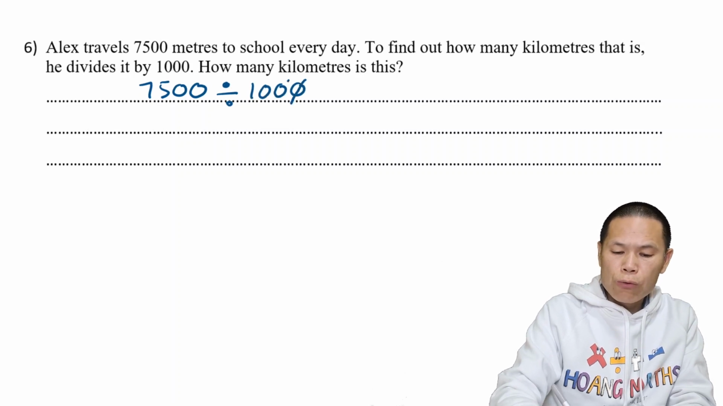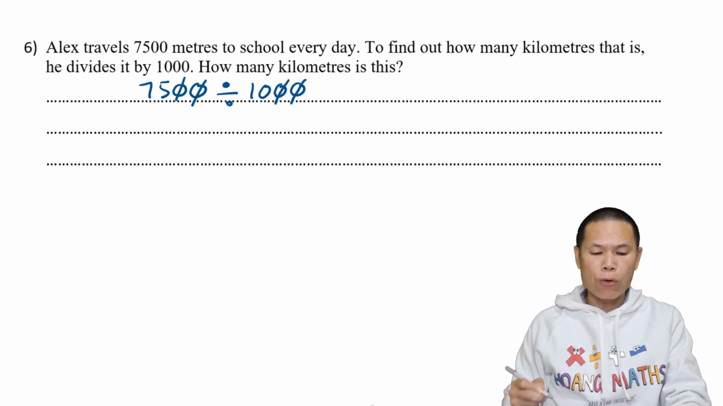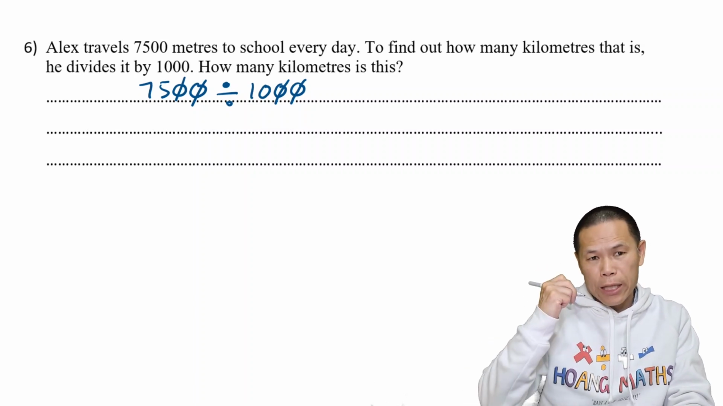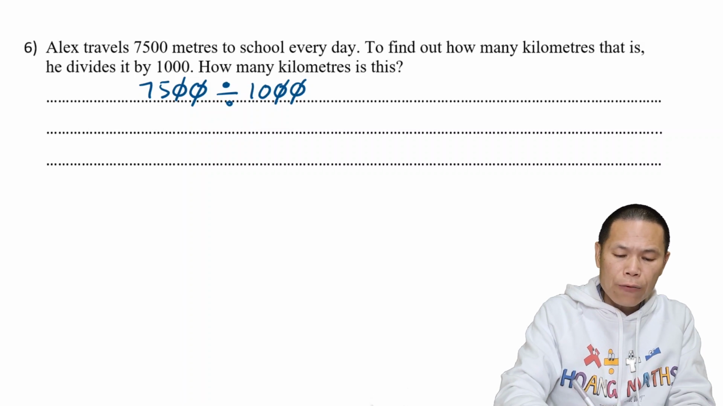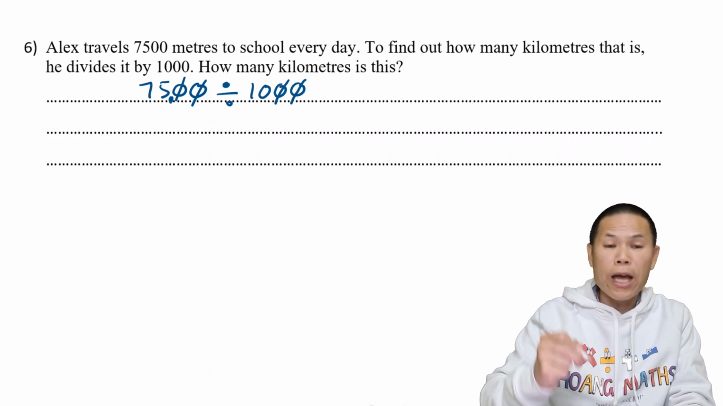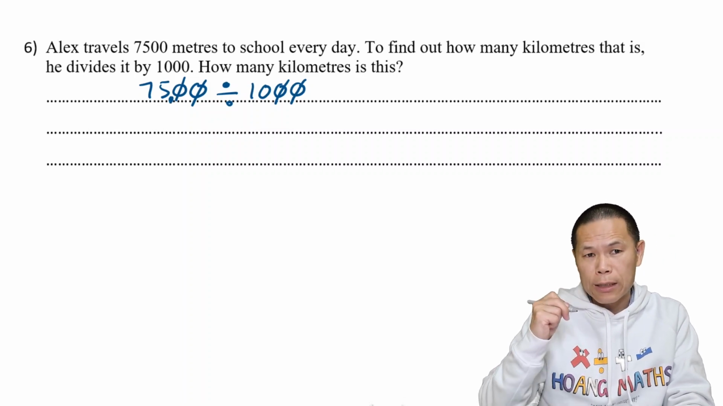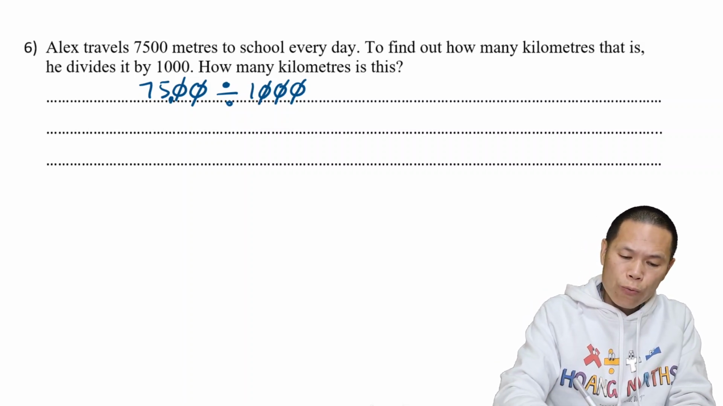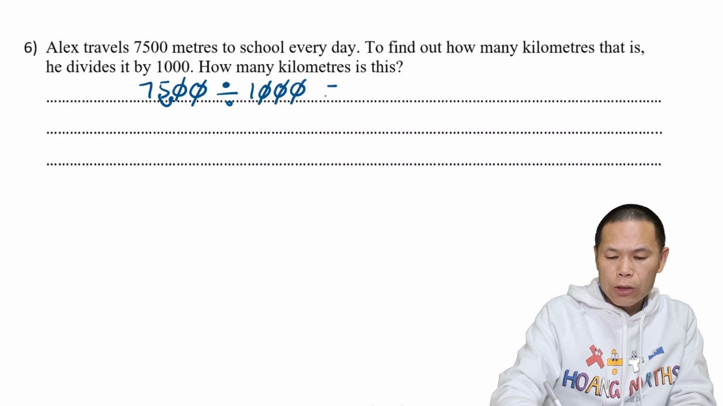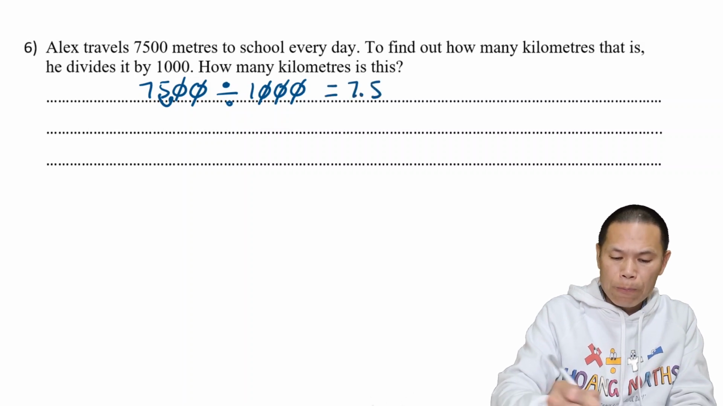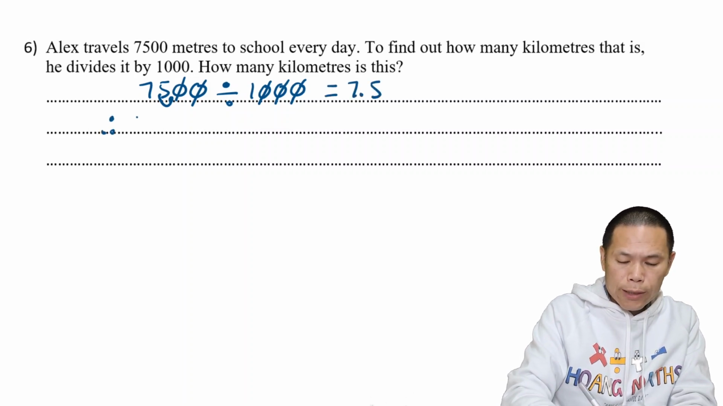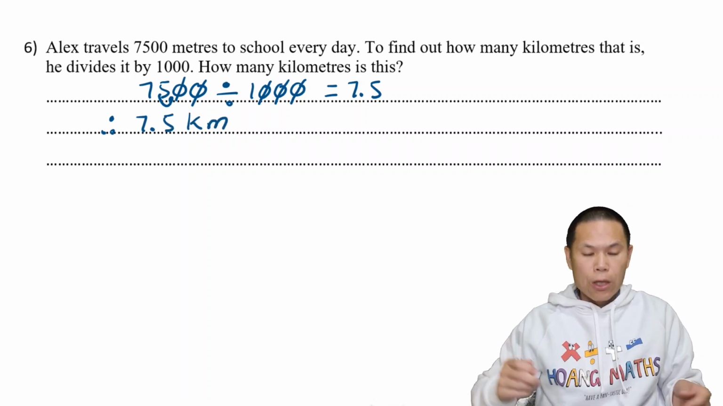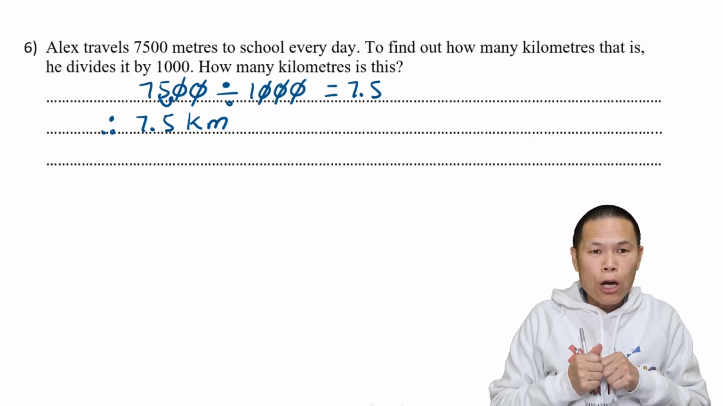So these 2 zeros we can cancel with these 2 zeros. So that becomes 75 divided by 10. And there's no decimal point on 75. So this means the decimal point is right at the back of the number. That is 5. Okay, at the end of 5. So we cancel this 0. We move 1 unit to the left. So that is 7.5. So therefore, 7.5 kilometers. So there you go. I hope you got it correct.